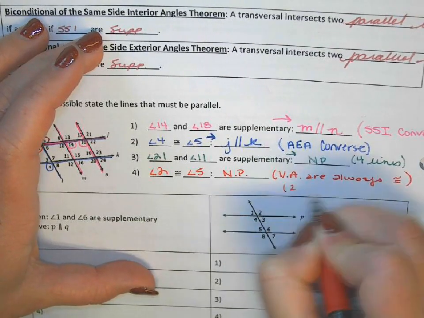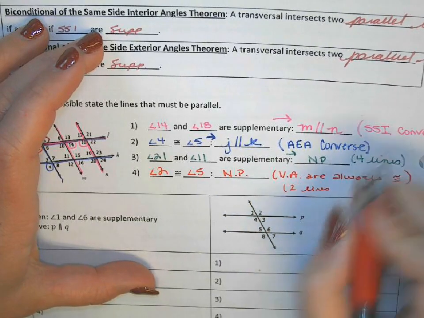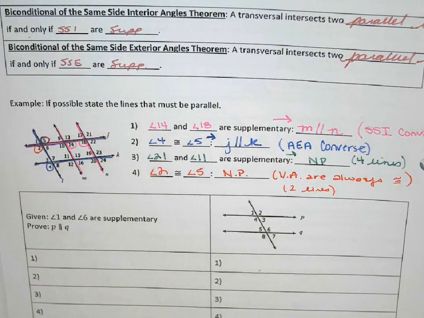Or you can say something along the lines of 2 lines. They're only given 2 lines there, not 3 lines. You have to have 2 lines and a transversal, which are 3 lines, to identify parallel lines.